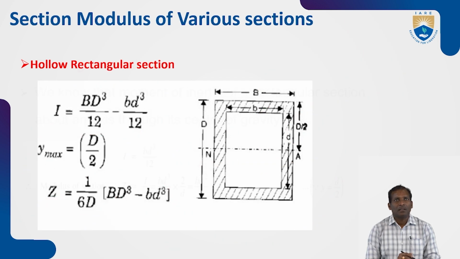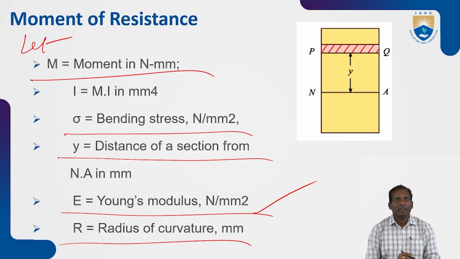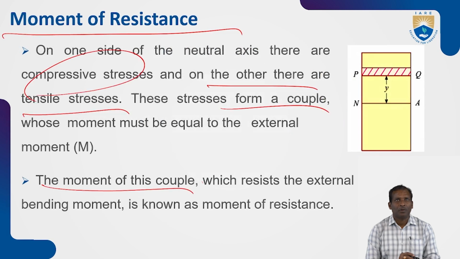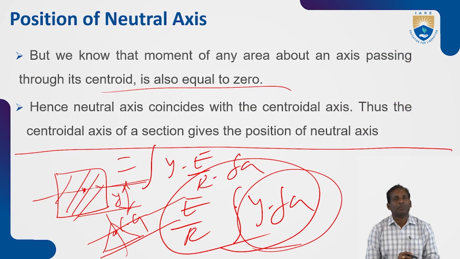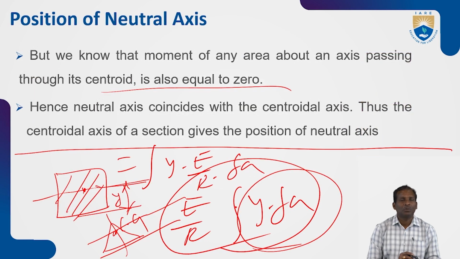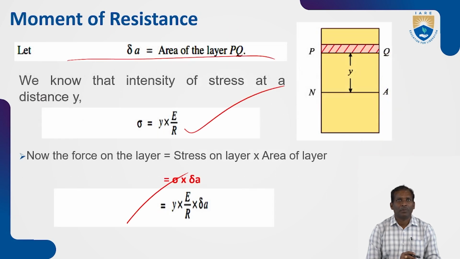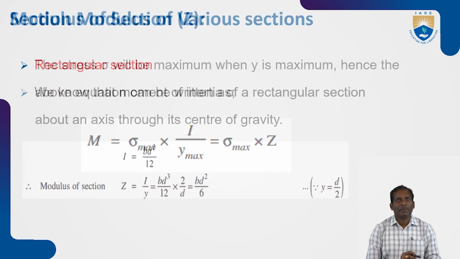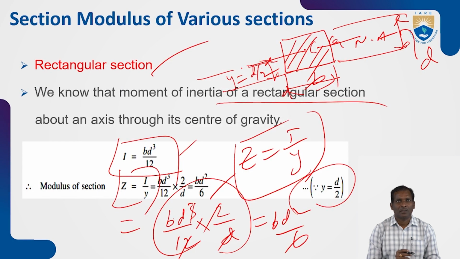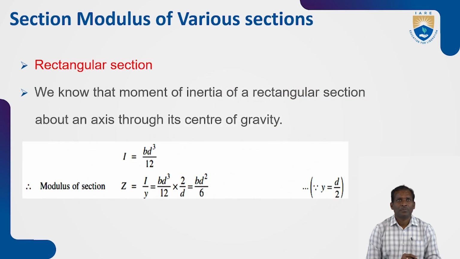So in this session, we have learned the moment of resistance and the position of neutral axis. So how to fix the position of neutral axis and how to calculate the moment of resistance for various sections. Section modulus formulas also we have seen.